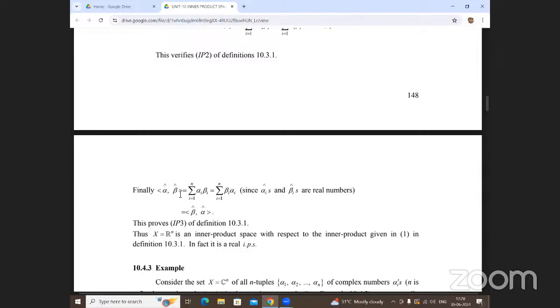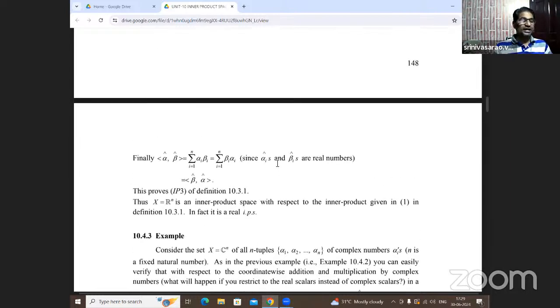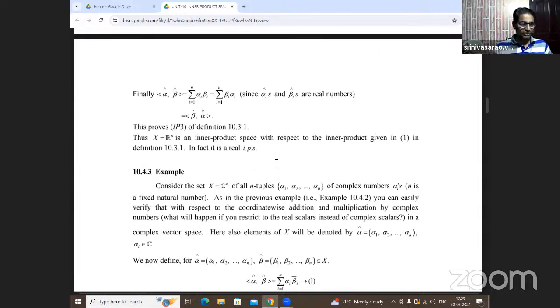Yes, the inner product of alpha and beta, from the first equation, is the summation of alpha_i beta_i. By the commutative property, that can also be written as beta_i alpha_i. Because here alpha and beta are both n-tuples of real numbers, the conjugate is not necessary here. If they were complex numbers, you must mention the conjugate. Because the field of elements is the real numbers, this can be written as the inner product of beta and alpha. So conjugate symmetry is also verified. So the second example, n-tuples of real numbers, is also an inner product space.